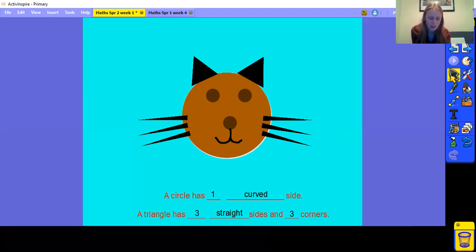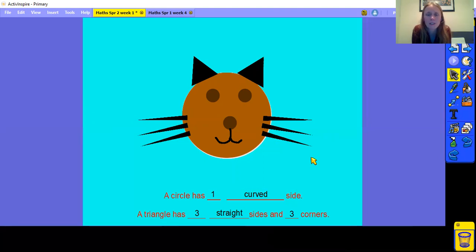Did you find the circles? Let's have a look together. So here's a circle. The cat's face is a circle. It goes all the way around. It has 1 curved side. So 1 curved side that goes all the way around. Fantastic. Any more circles? That's right. The eyes are circles too. And the nose is a circle. Well done. Now, the next STEM sentence says, a triangle has 3 straight sides and 3 corners.